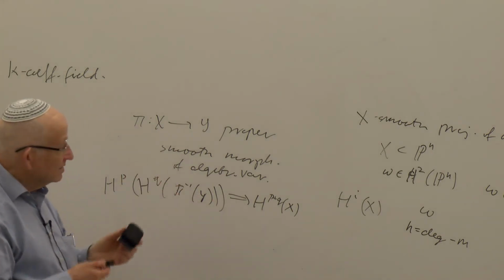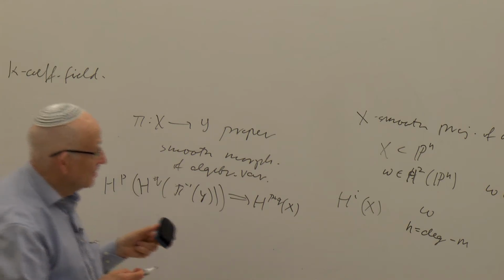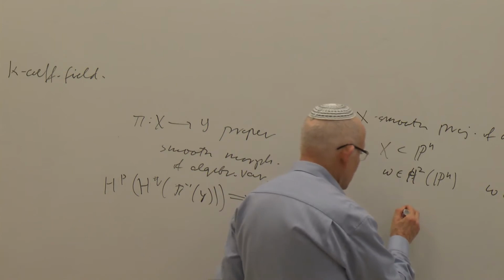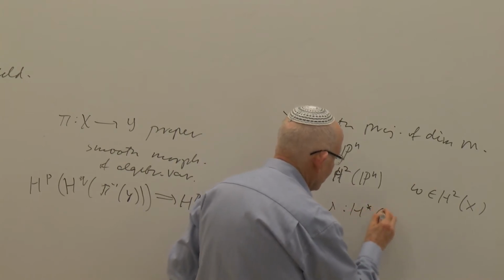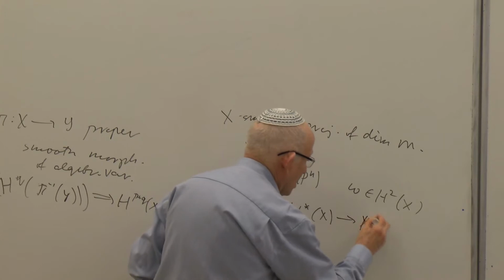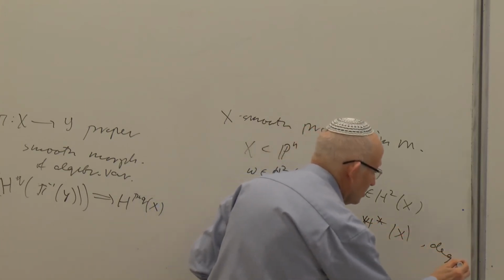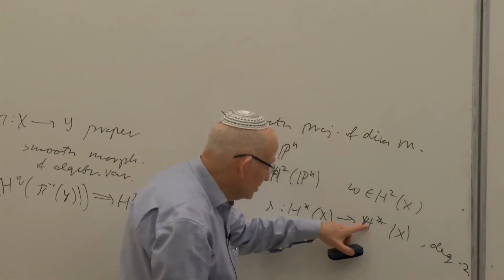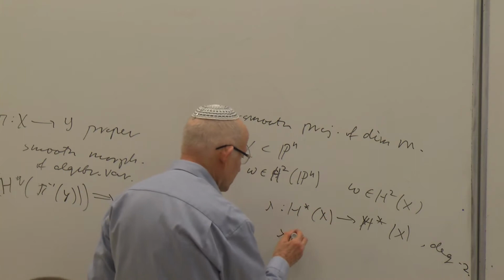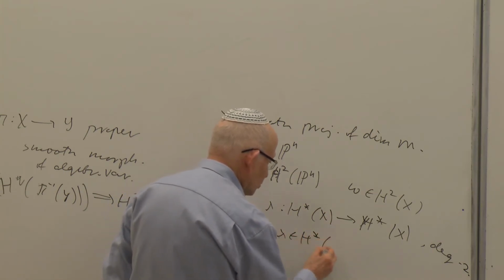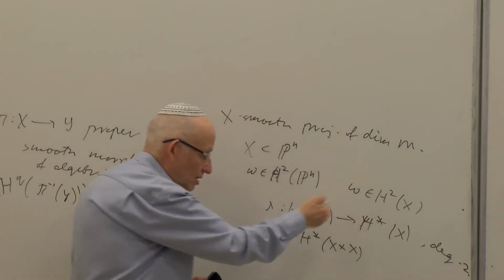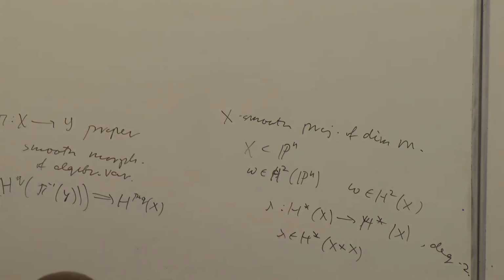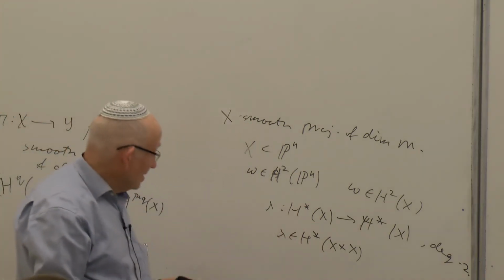So let me just formulate, since we're here, one of these conjectures. Namely, we had this element lambda. This is a morphism from cohomology of X to cohomology of X with degree -2. It's easy to see that any such morphism is given by a cohomology class that lives in the cohomology of X cross X. Any morphism in cohomology can be described this way, just like any matrix can be described as an element in V tensor V star.